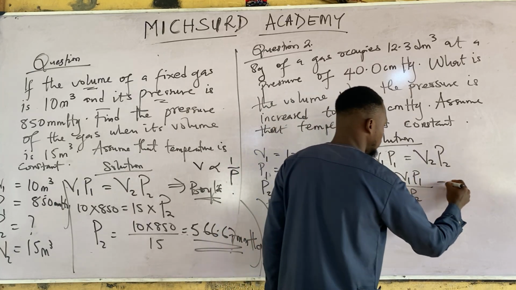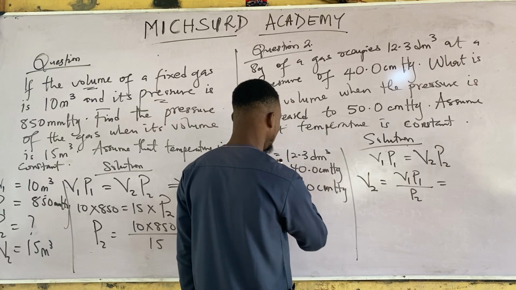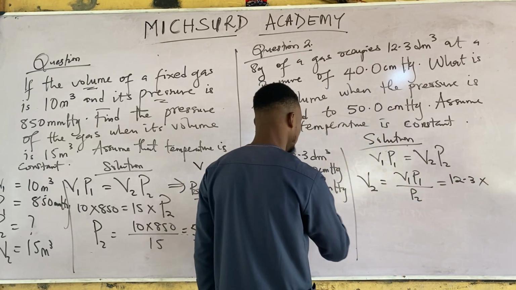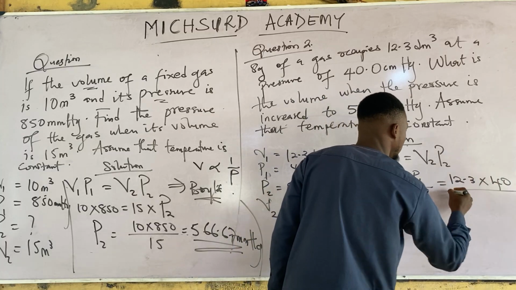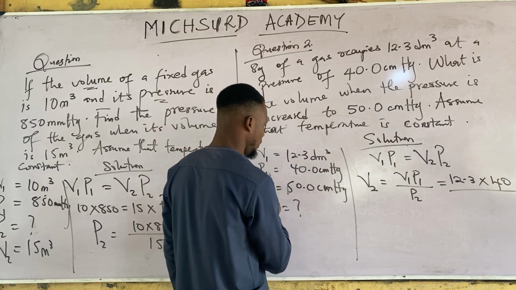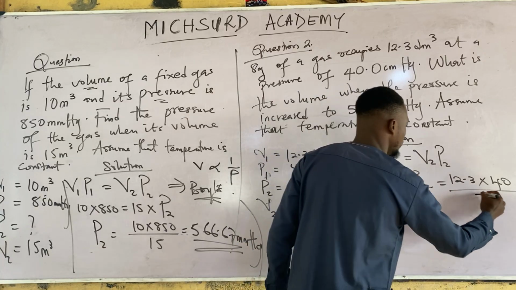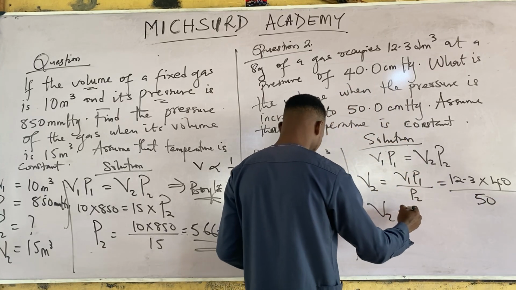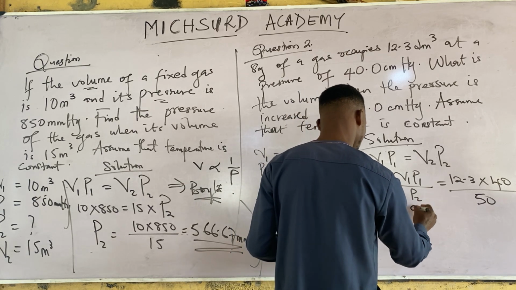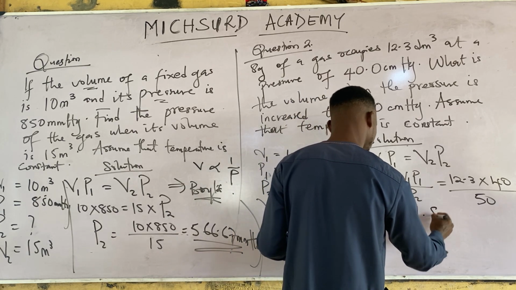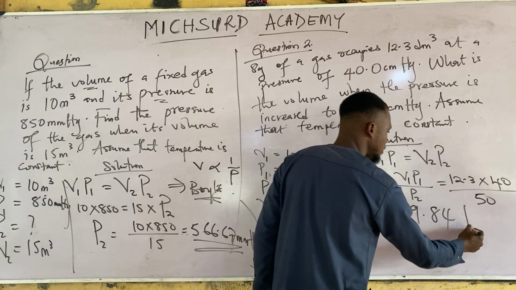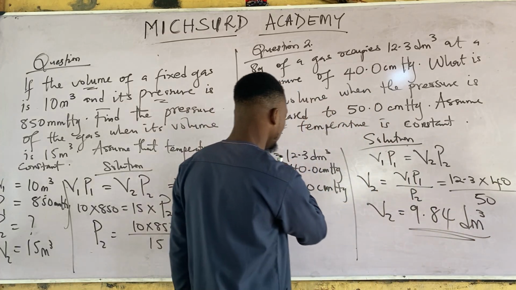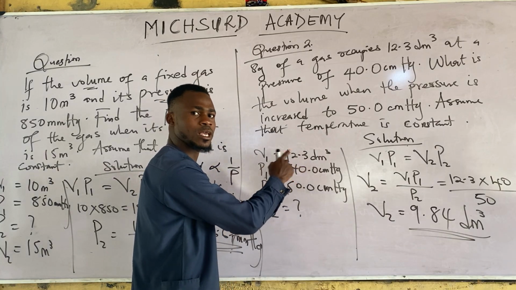So this means that V1 is 12.3 times P1 is 40, then divide by P2, which is 50. So we put 50. Now if you punch this in your calculator, this will give you 9.84. Now we leave the answer in dm cube. Why do we leave our answer in dm cube? Because our V1 is also in dm cube.